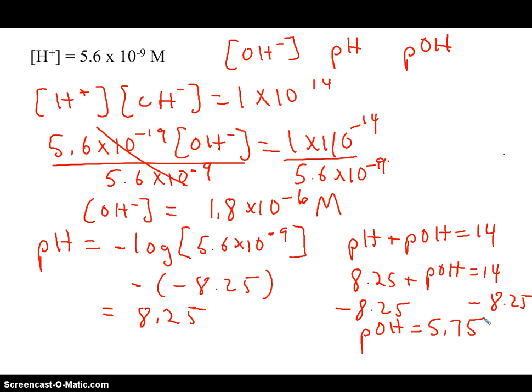So there we go, and that's what you're going to be responsible for. If they give you any one value, you need to be able to solve for the other three values. And as we said, we'll have lots of practice in class and a chance for you to ask questions.